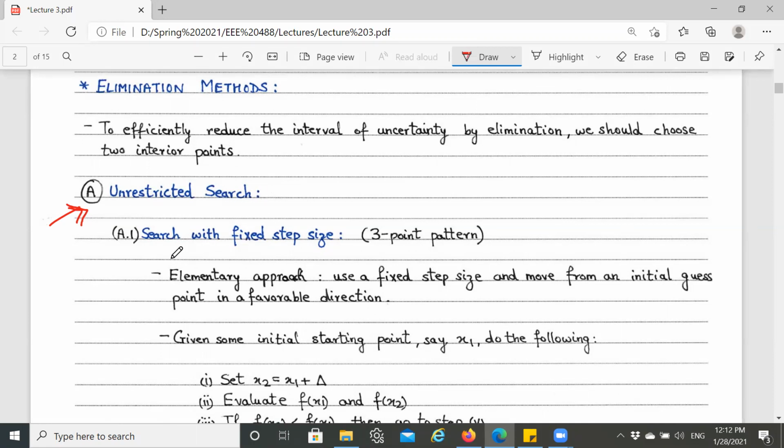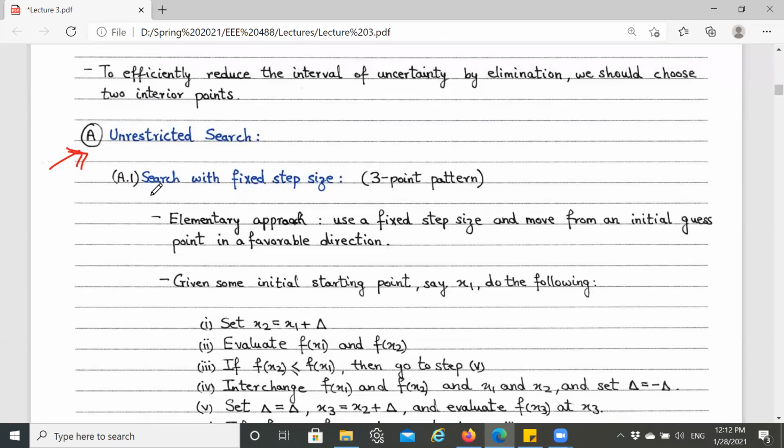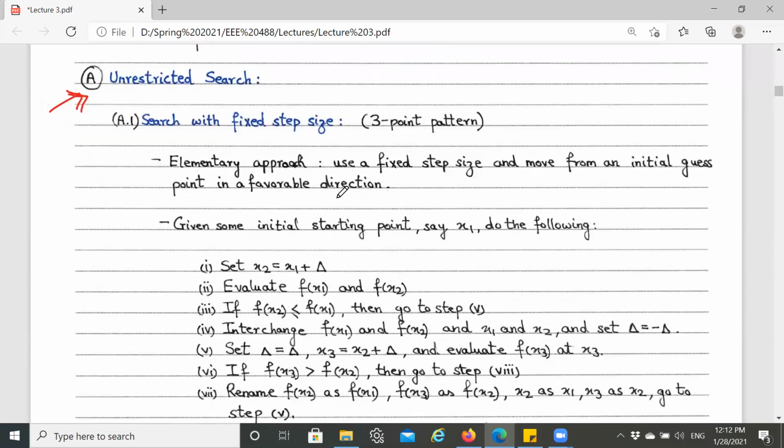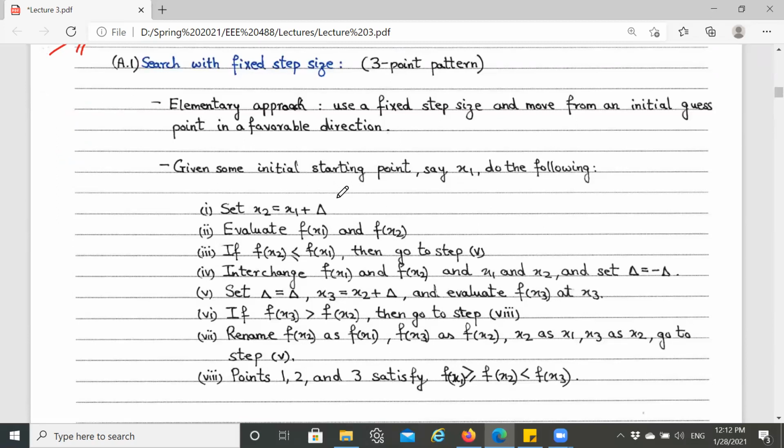So the first technique is unrestricted search. And why is it unrestricted? I will tell you shortly. One version of the unrestricted search is when you search with a fixed step size. This is something very obvious, and probably what you would think of if I asked you to find an interval. So basically, you want to find that interval AB, and within that interval, you can apply the bisection method, the secant method, or whatever other method you want in order to find the minimum point, okay?